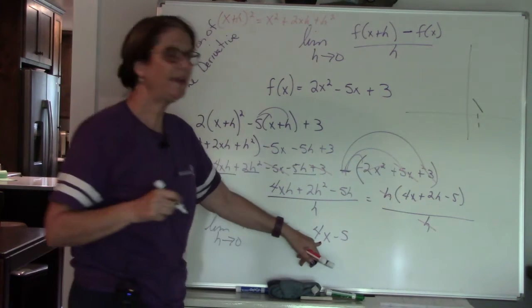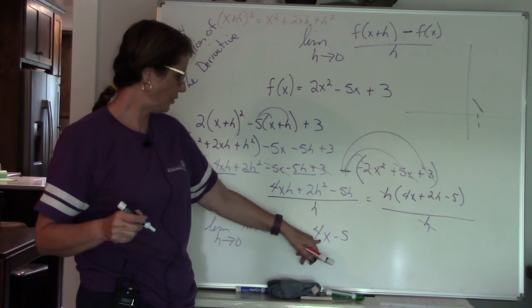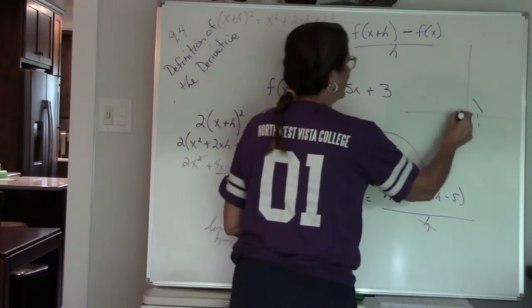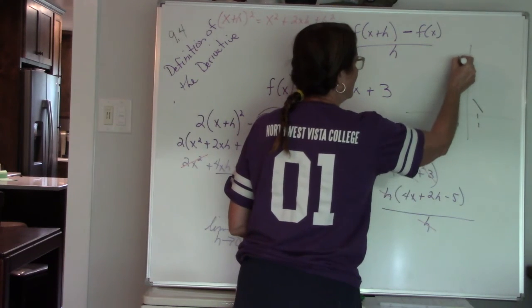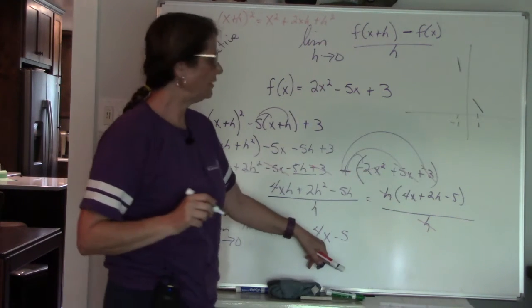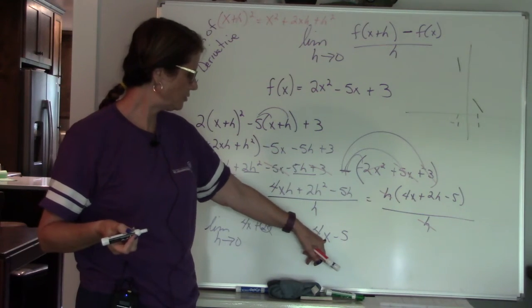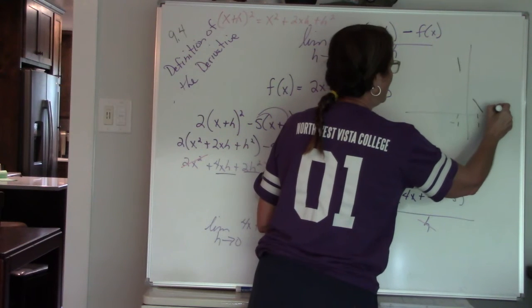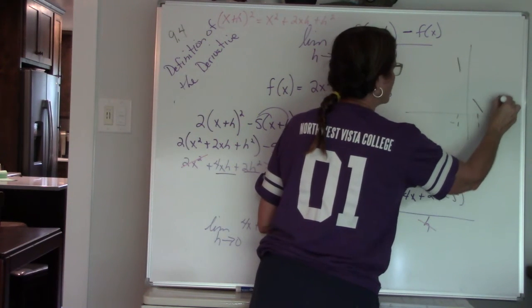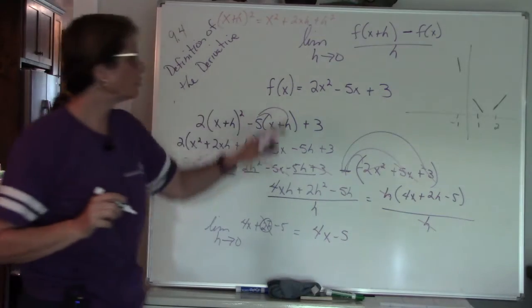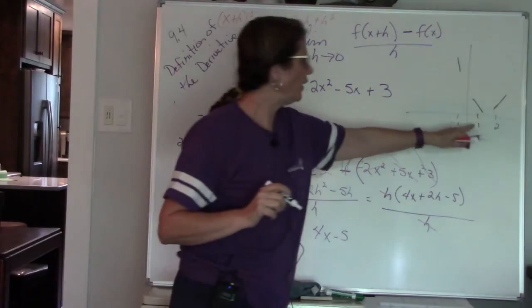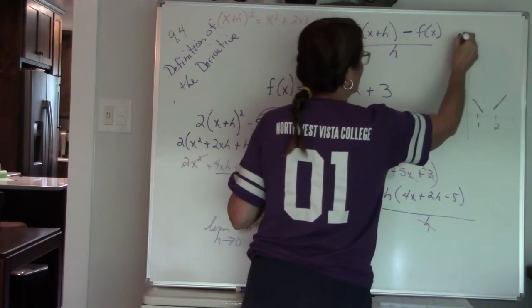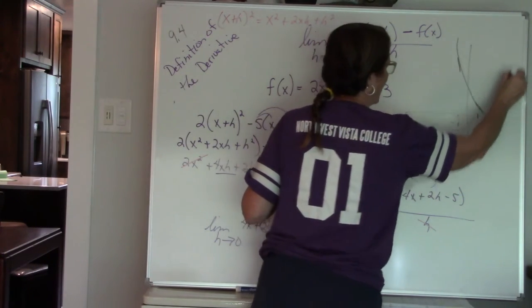If I plug in negative 1, okay, negative 1. 4 times negative 1 is negative 4, minus 5 is negative 9. So at negative 1, it's going to be even steeper. What if I plugged in 2? 4 times 2 is 8. 8 minus 5 is 3, oops, which means my slope changed. Okay, so somewhere between 1 and 2, I had where the slope is 0. So my parabola is going to look something like that.